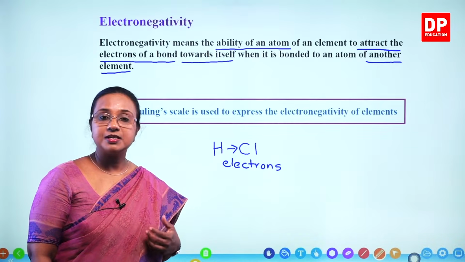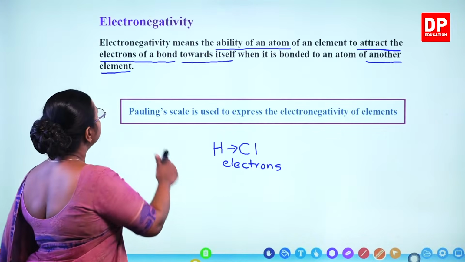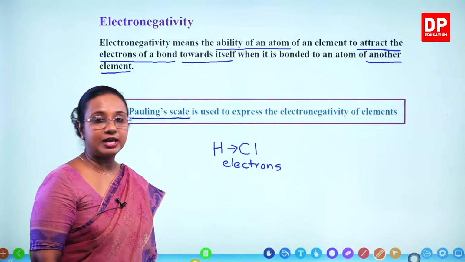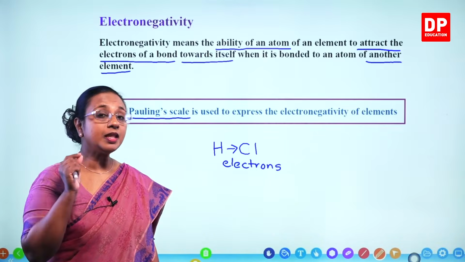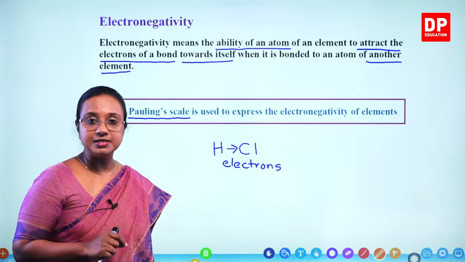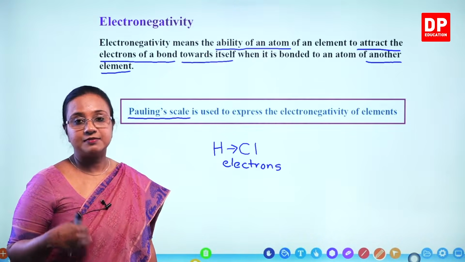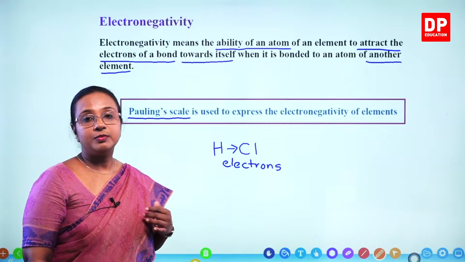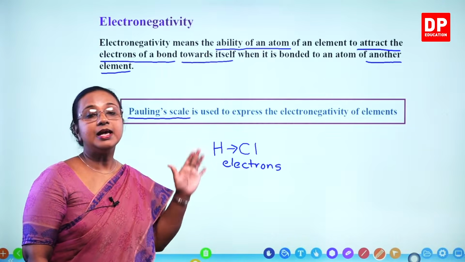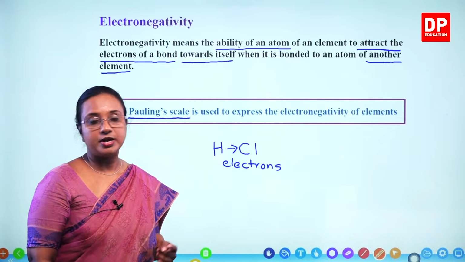And there are different ways of expressing electronegativity. That is, there are different scales to express electronegativity. Out of that, we will be using the Pauling's scale to express the electronegativity of elements. According to the Pauling scale, different values are assigned to elements based on their ability to attract electrons towards themselves when they are in a bond with an atom of a different element. Now we will discuss the electronegativity values of the first 20 elements in the periodic table.